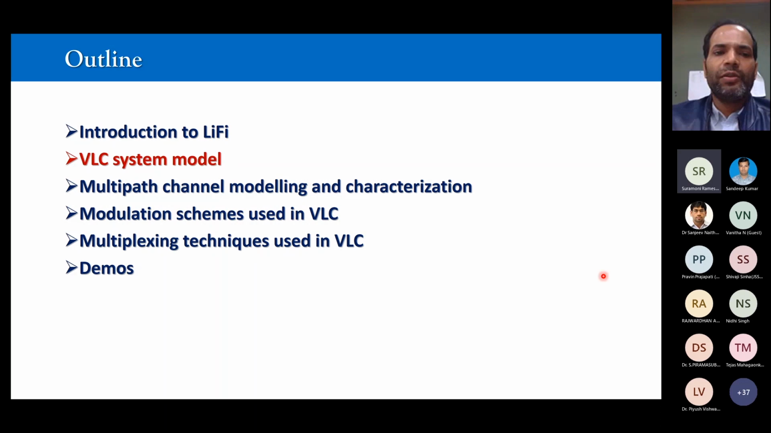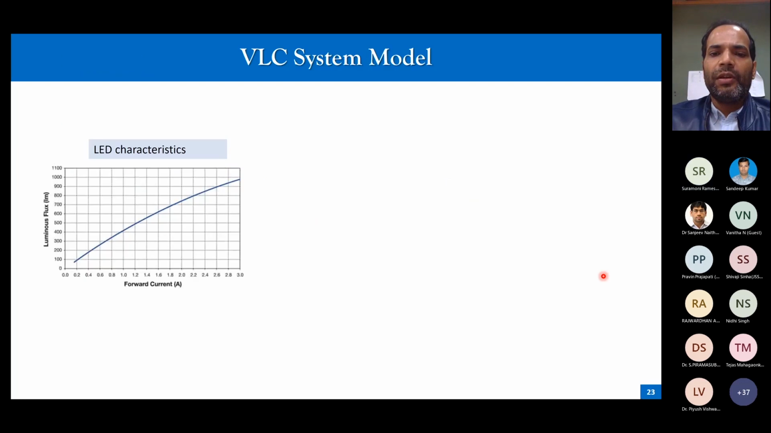Okay, no questions. So then we will move to the second part of the lecture, and that is about the VLC system model. We will be presenting the system model that is used in visible light communication. So this might become slightly technical for some of you, so I would like to slow down.